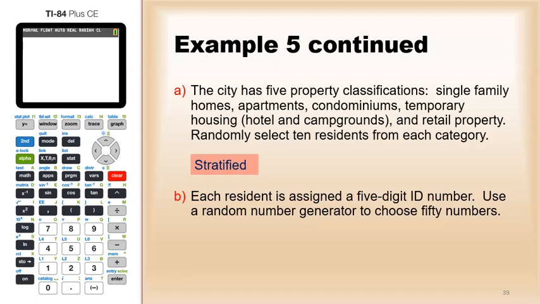Each resident is assigned a 5-digit number. Use a random number generator to choose 50 numbers. So this is like putting everyone's name in a hat and just picking out names. This would be simple random.